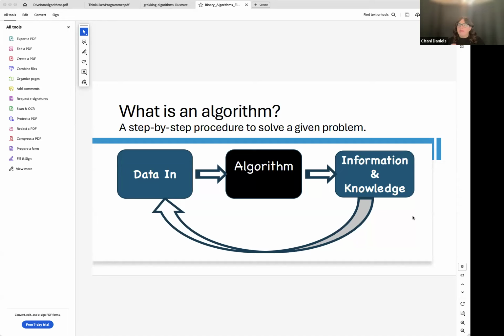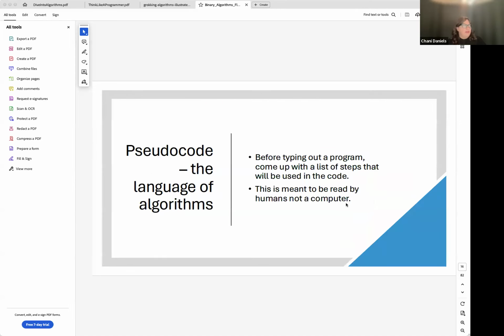Sometimes it's called a black box, right? So you want to figure something out. You want to solve some problem given that data. And then what you're going to end up coming out with is information and knowledge.